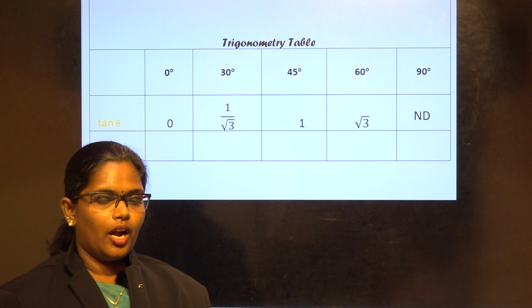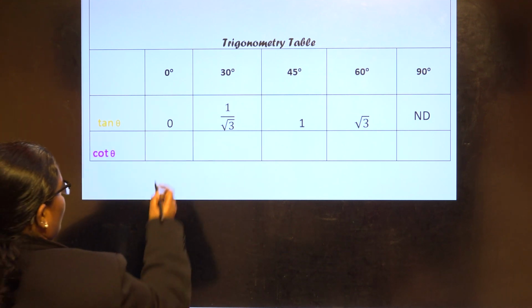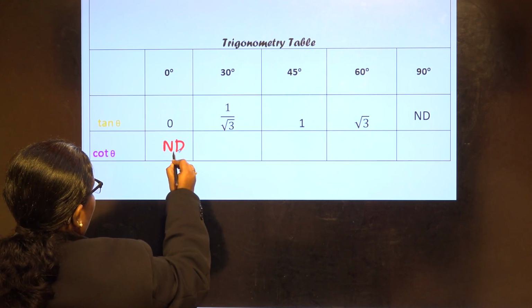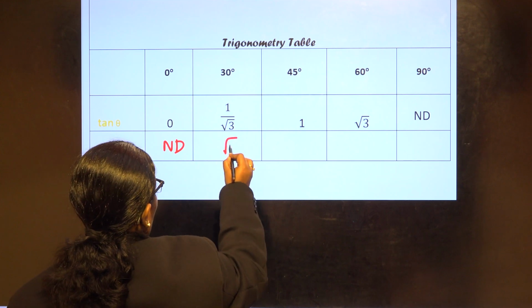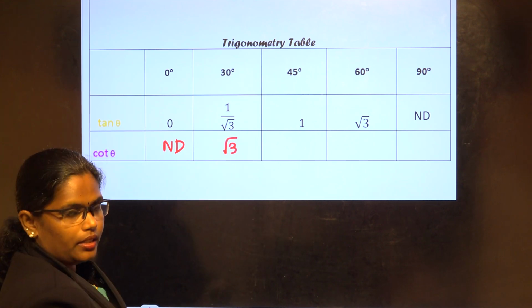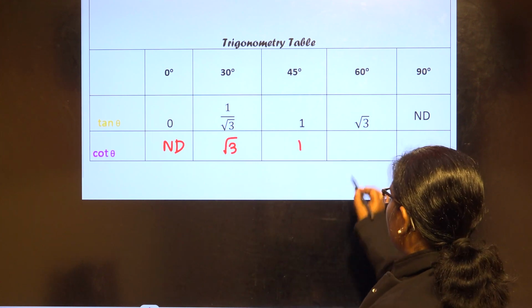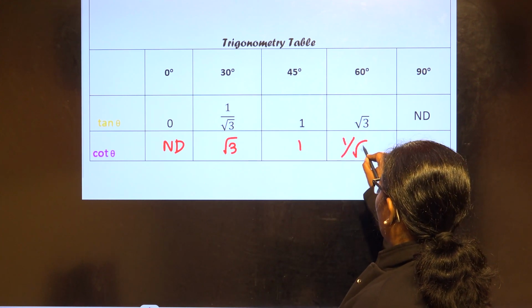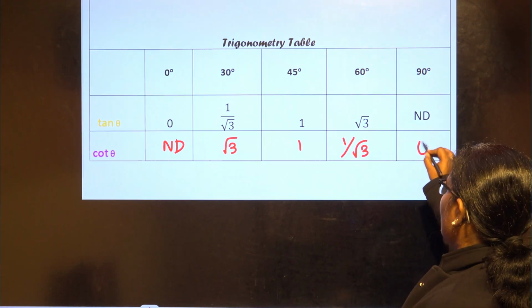Next, we are going to derive cot theta's value. So, inverse of 0 is not defined, and inverse of 1 by root 3 is root 3. Inverse of 1 is 1, and inverse of root 3 is 1 by root 3. And inverse of not defined is 0.